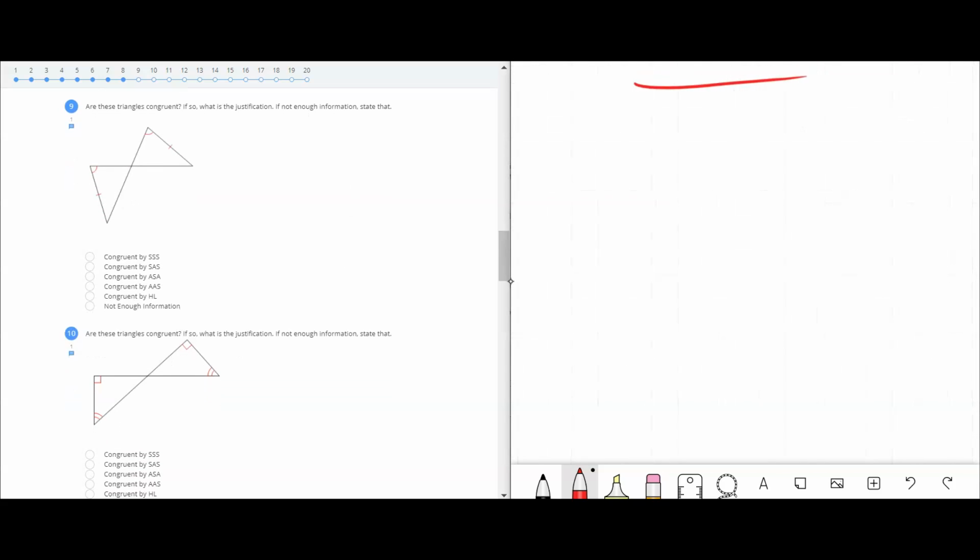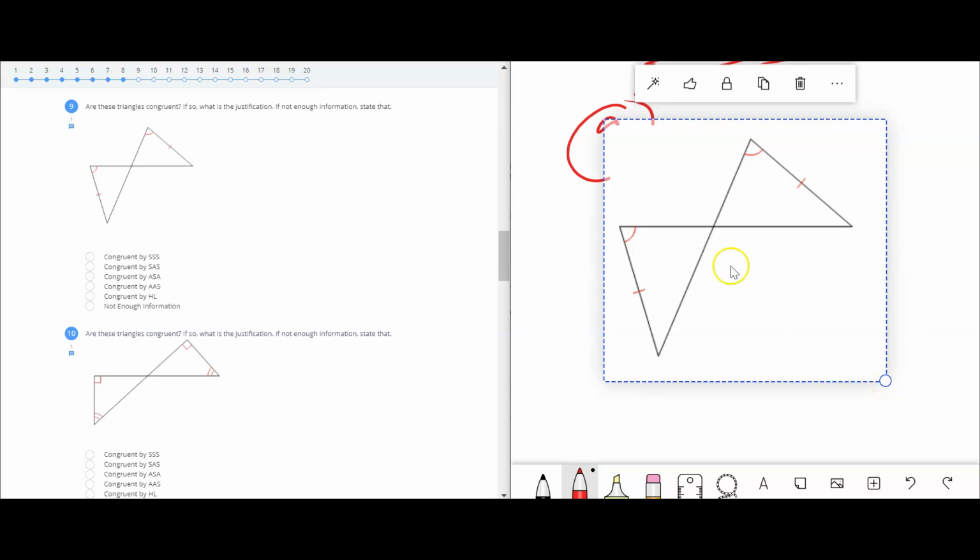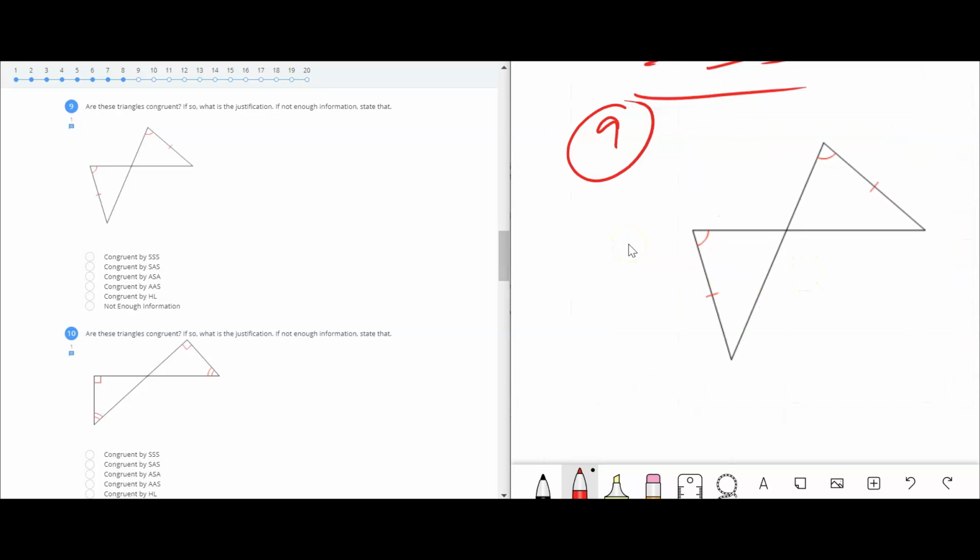Number 9. Now here's something else you want to be able to label. Let's put this down here. Does everyone see right here on number 9 that these two lines make an X? And anytime you make an X, you create what are called vertical angles. So that means this angle and this angle are going to be congruent, okay? So anytime you see an X, those are called vertical angles. You want to label them with arcs, right?